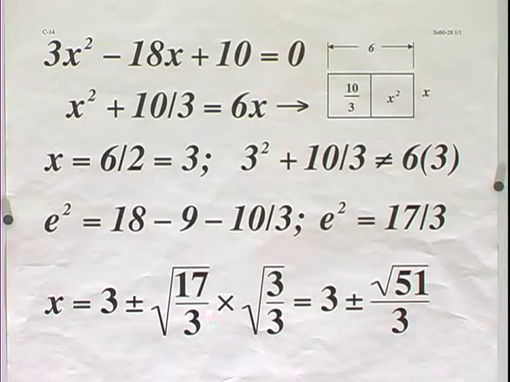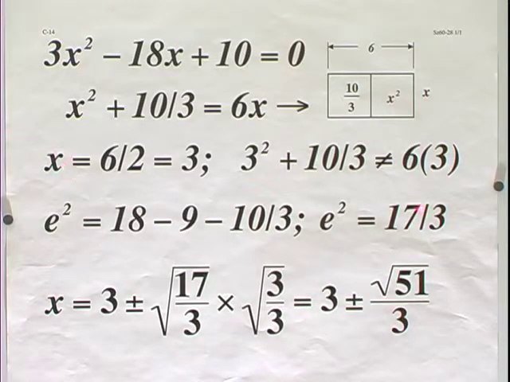In algebra, we have to get rid of radicals in the denominator. So I'm going to multiply by 1. Square root of 3 over square root of 3 is 1. 3 times 17 is 51, so that's the square root of 51. Square root of 3 times square root of 3 is 3. So here are the roots: 3 plus or minus the square root of 51 divided by 3.